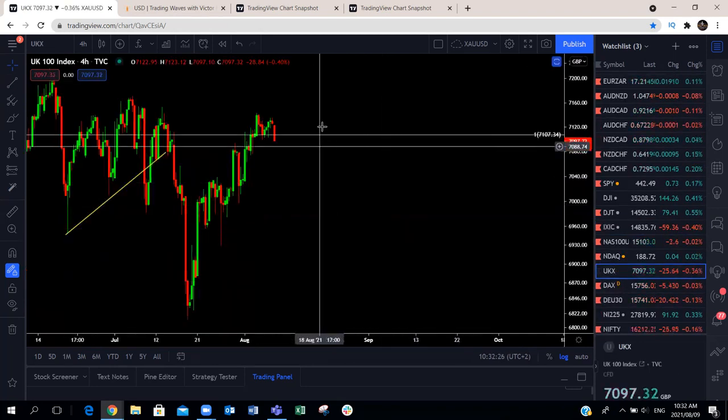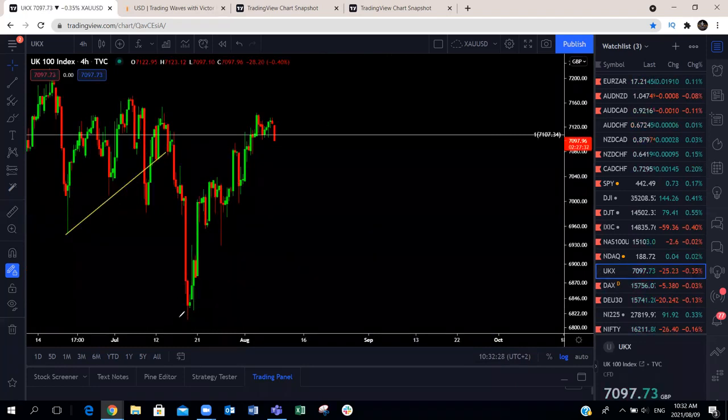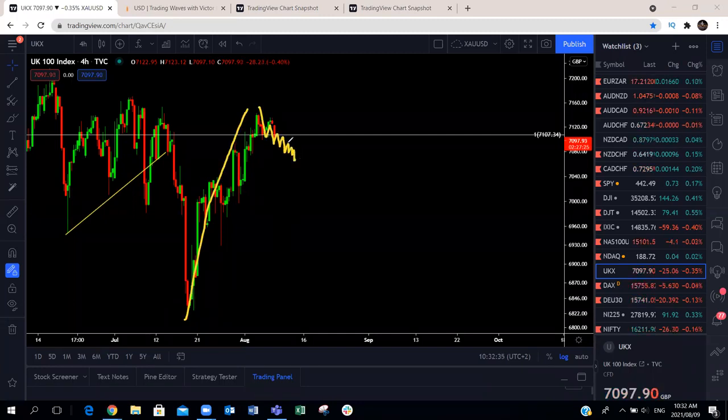UK 100, will we eventually get a corrective structure? So this has been a motive wave since the bottom here. So we can start getting a corrective structure here on the UK 100. Expect a pullback there.